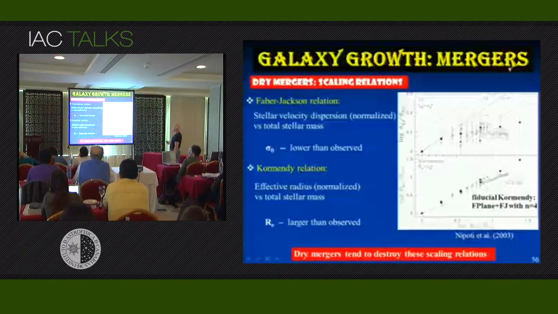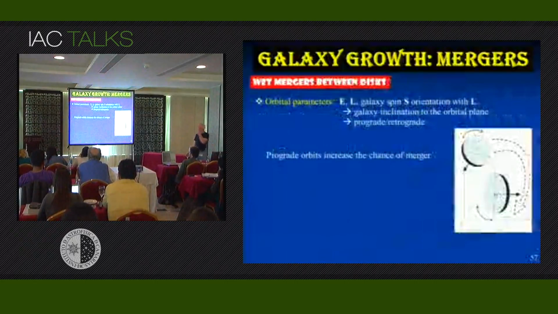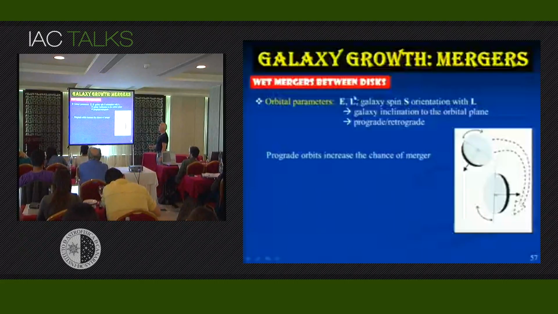One more point about the dry mergers, which is of interest, is that I just picked up two scaling relationships. One is Faber-Jackson, and the other one is Kormendy, which are described here. And here are the figures with theoretical lines and numerical simulations, and you see that both scaling relationships are violated by the dry mergers. So that is interesting.